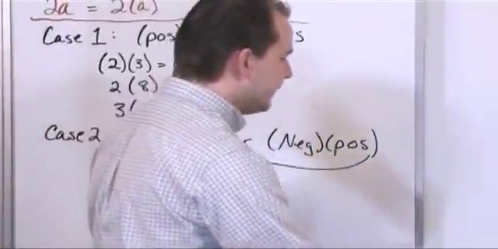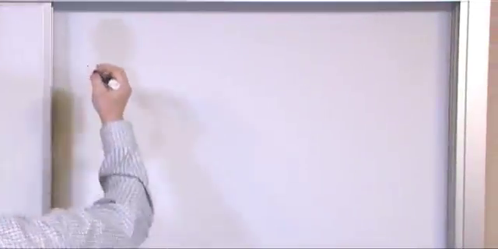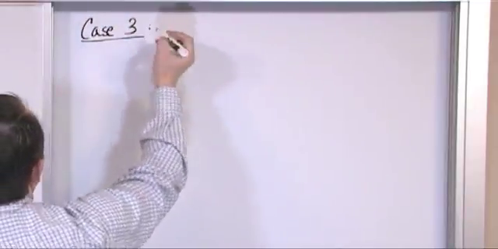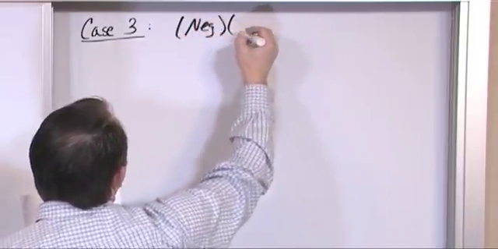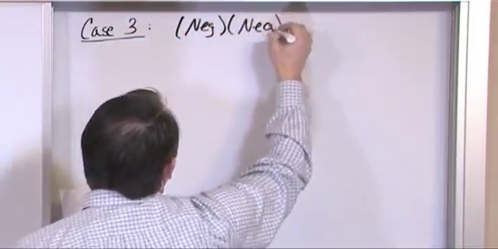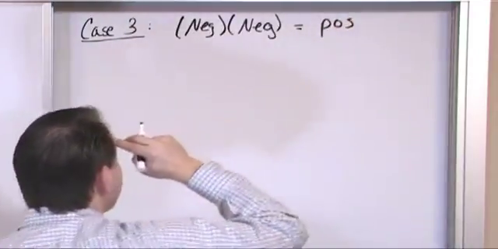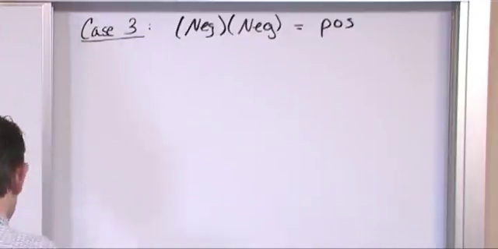Now, if you look at the final case, which really is the entire end of this lesson, case 3: if you have a negative times a negative, the answer is always going to be a positive. Negative times negative is positive. And so that's the final case.